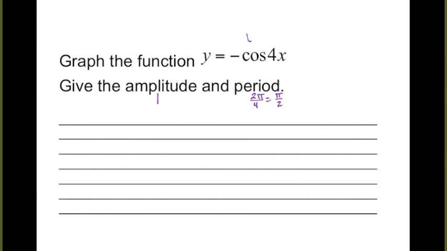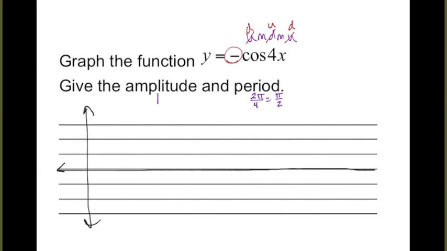This is a cosine graph, so normally it does an up, middle, down, middle, up. But this negative here is going to go through and change all of our ups to downs and our downs to ups. I only need to go out to pi on this one because our period length is just pi halves. So going out to pi gives me enough room to fit both of them in.